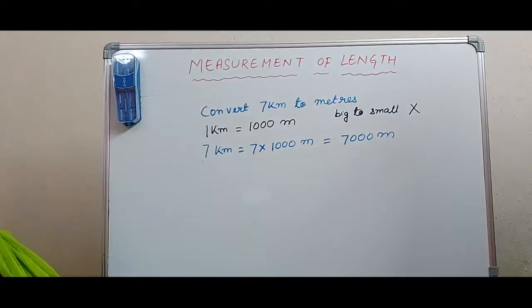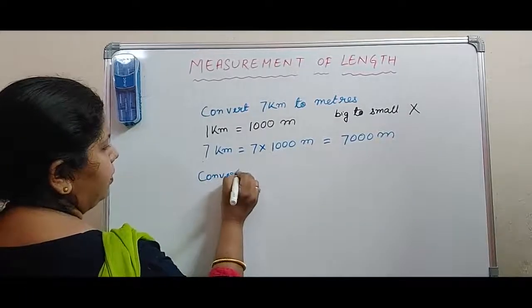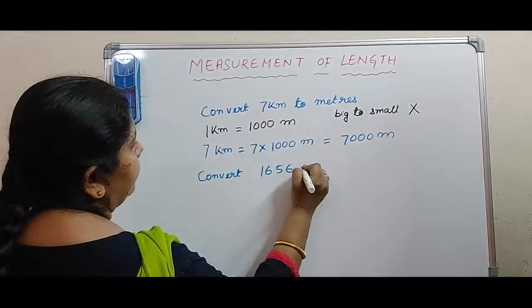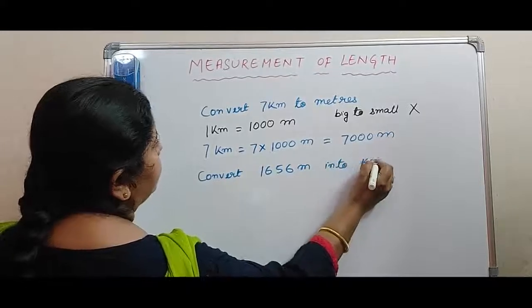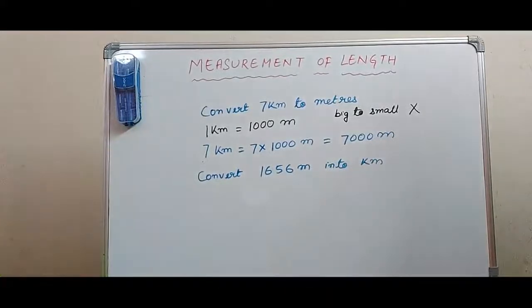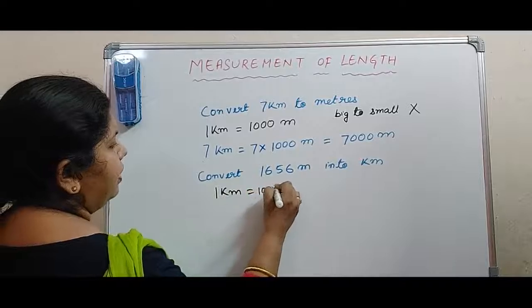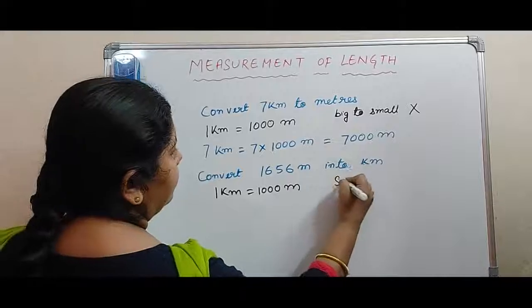Now let us do vice versa, that is converting meters into kilometer. Suppose the question is: convert 1656 meter into kilometer. So first we should know the conversion. We know that 1 kilometer is equal to 1000 meter, and we know it is a small to big conversion.